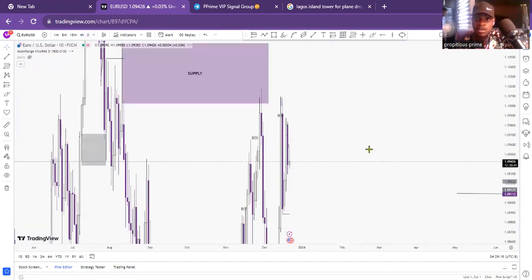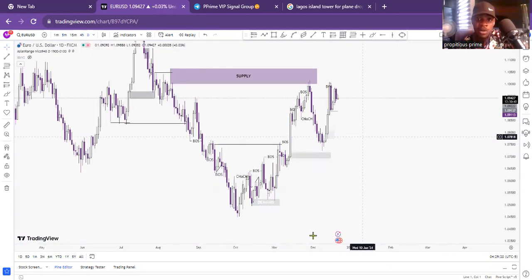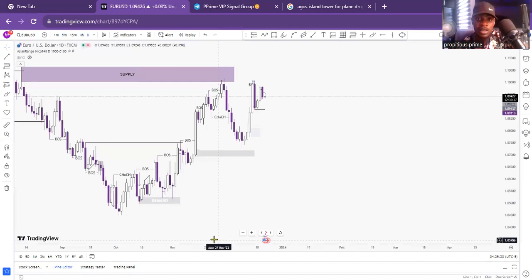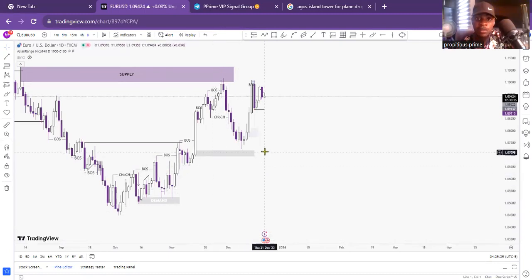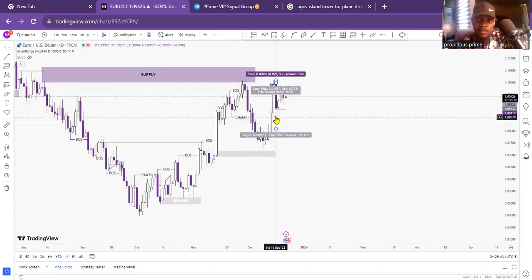The first thing I do naturally is go into my daily time frame, see what is happening, and see if my 4 hour is going to go alongside the direction of the daily. On my daily time frame, I could see that the trend had come to mitigate my supply zone over here, even though it was creating a double top at this area. So I'm expecting the market to come back down to at least fill this imbalance over here before anything.